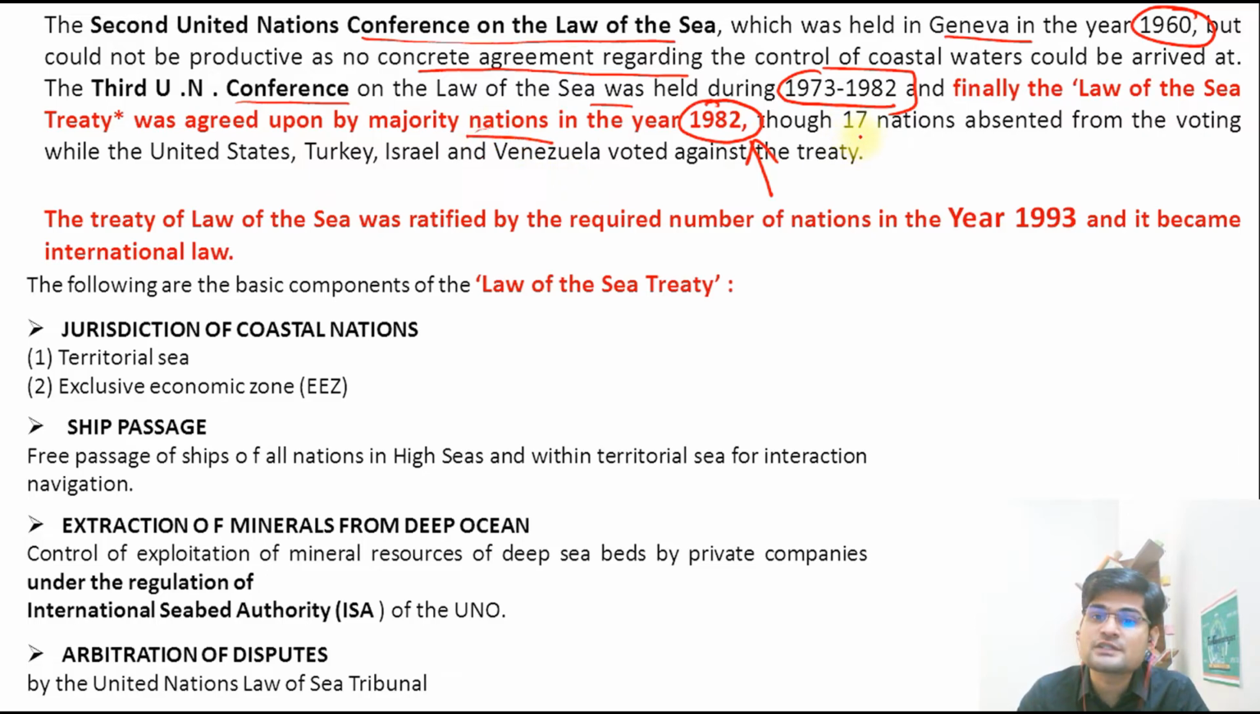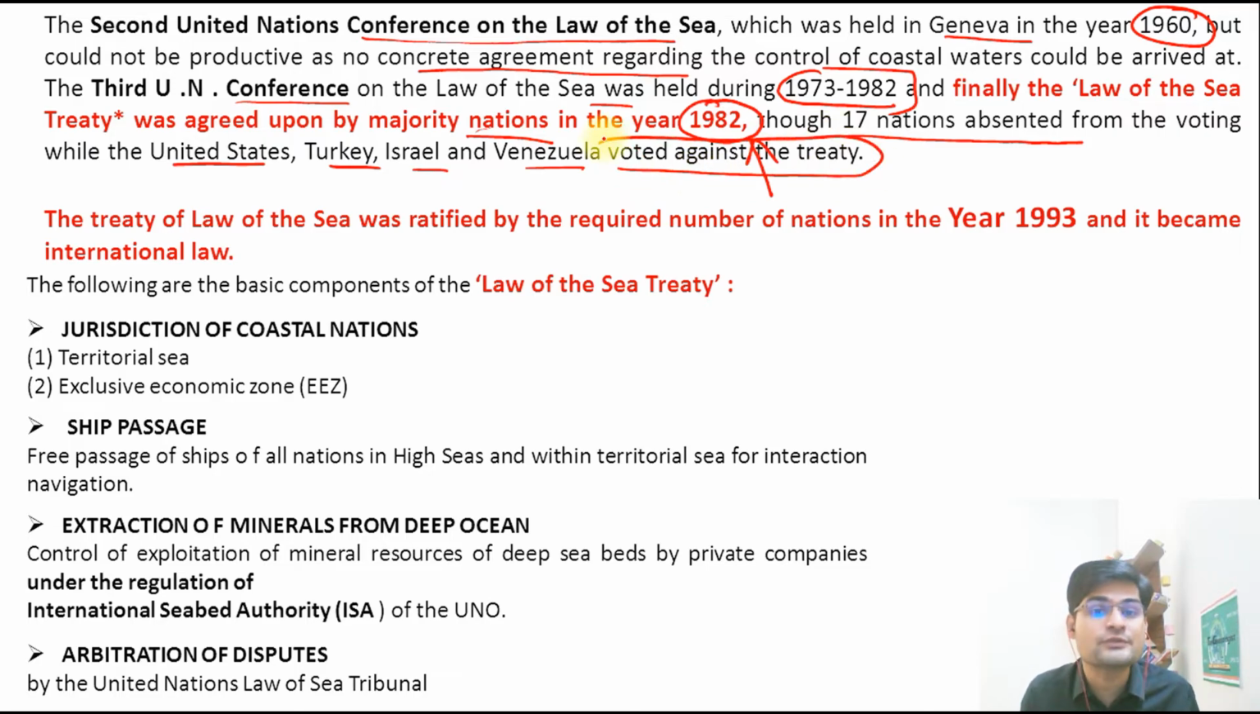While also, if you observe, 17 nations abstained from the voting, and remember, the United States, Turkey, Israel, and Venezuela voted against the treaty. That is also very interesting because they had their own claims on the sea which were not mentioned in this particular treaty, so they refused to sign. So that was also important here.